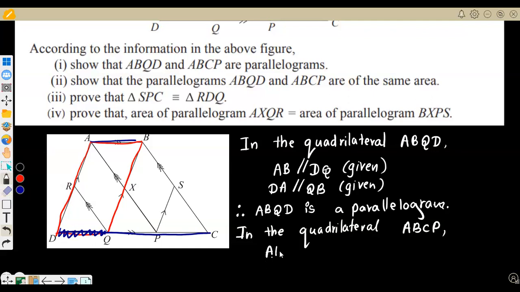It is AB is parallel to PC. Because AB is parallel to DC, that means PC is a line segment of DC. That means we can say AB parallel to PC. Then who else? AP is parallel to BC. AP parallel to BC. This one, no?